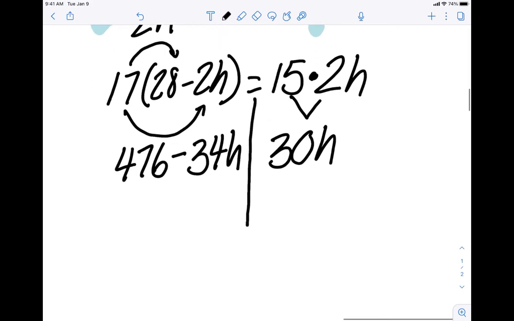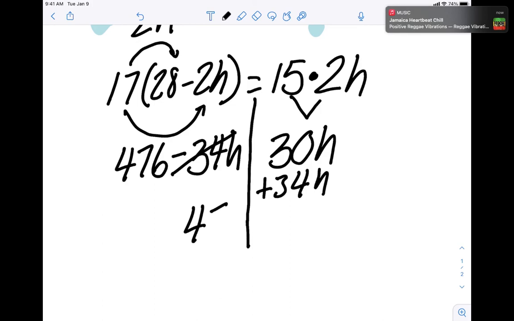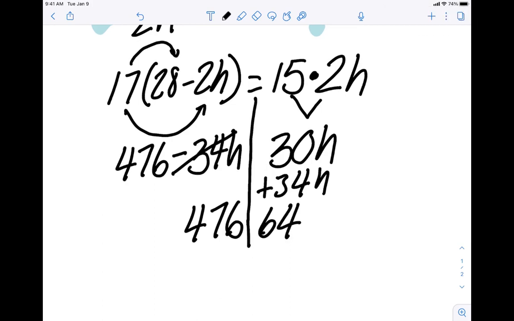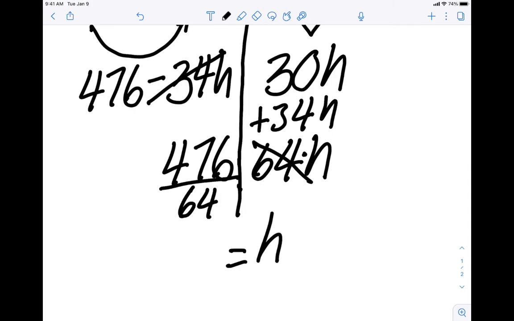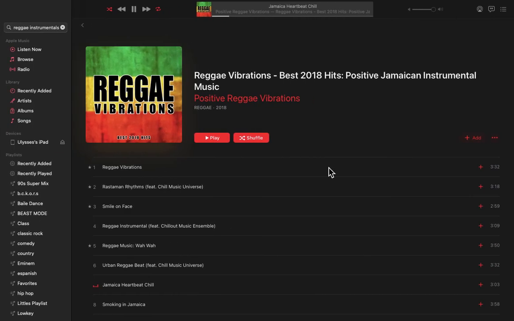Okay, so what I'm going to do is I'm going to bring this negative 34h over here to be with this 30h. It's going to become a plus 34h. Okay, so I have a 476 here on the left. 30 plus 34 is 64h, which means 64 times h, right? And the opposite of multiplying by 64 is dividing by 64. And that gives me h is equal to 476 divided by 64.